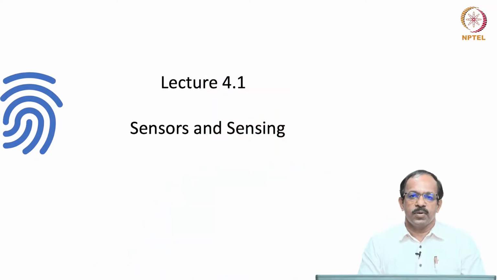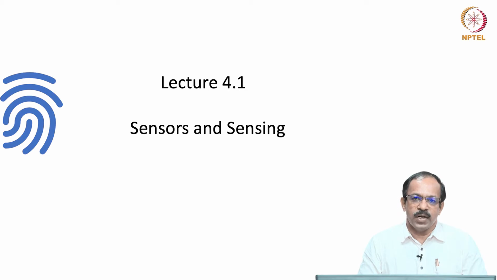So in this part of this course, we'll be looking at the sensors and how the sensing can be done to give a good perception of the environment to the mobile robot. So that's going to be the focus of this course. So the first part of this course will be focusing on sensors and sensing. So what are the different types of sensors used and how they actually do the sensing in the environment? That is going to be the focus.